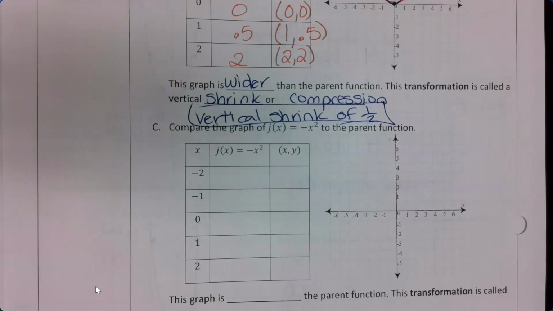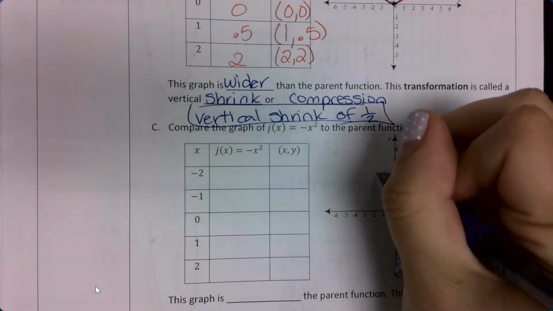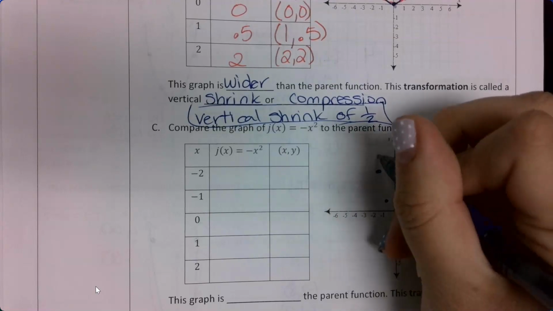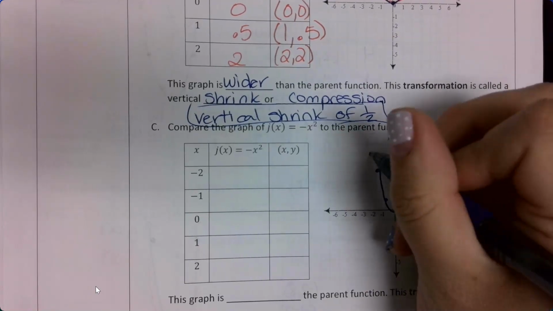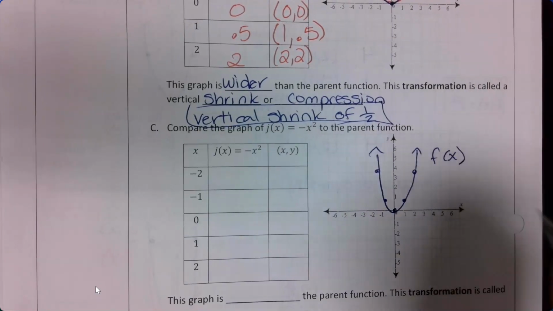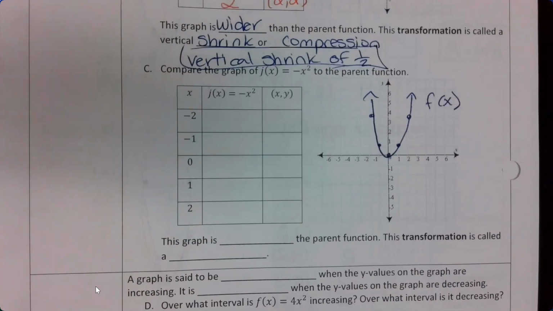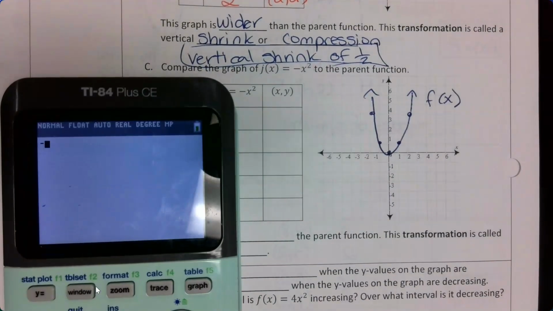So again, C is comparing to my parent function. That is the -2, 4, -1, 1, 0, 0, 1, 1, and 2, 4 graph. So when I go to type this one in the calculator, I'm going to have the negative out front from the equation. Then I'm going to have parentheses, -2 for the number I'm plugging in, and then I square that. So this time it's giving me -4.